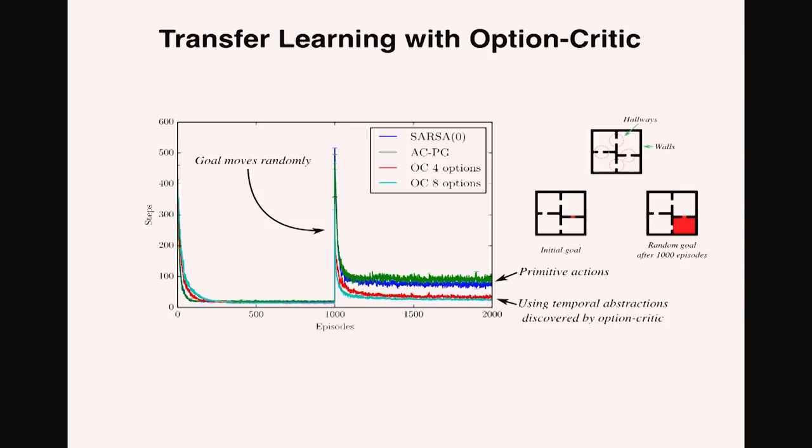And the top two curves there, the slower curves, are primitive actions. The bottom curves are option critic. And these agents can recover the goal much faster. And it turns out that the learned options are also quite intuitive.